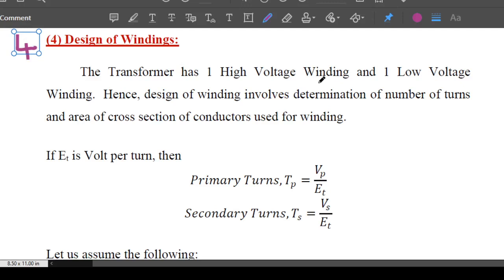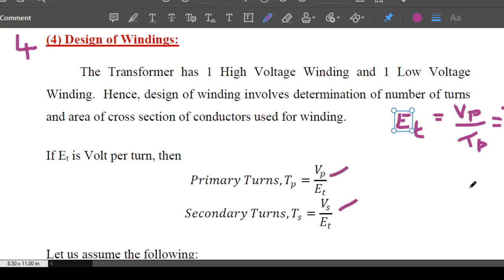Now you have to start with the machine rating, that is here Q, and you also have to take into account ET, that is voltage per turn. We all know voltage per turn ET is, as the name tells you, voltage per turn. If you consider it as primary, then it is primary voltage divided by primary turn. Or if you are considering it as secondary, it is secondary voltage divided by secondary turn. So from this, you can easily find out the primary turn and secondary turn. TP will be equal to VP by ET, and TS is equal to VS divided by ET, obtained from this equation.